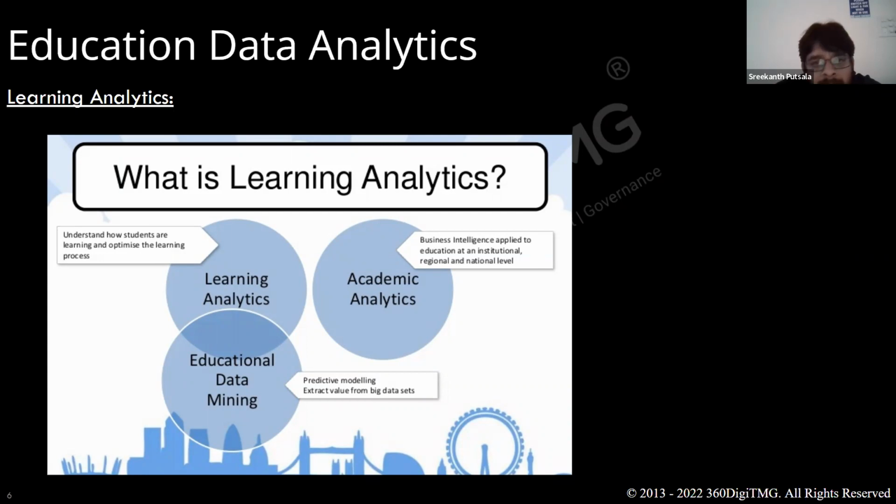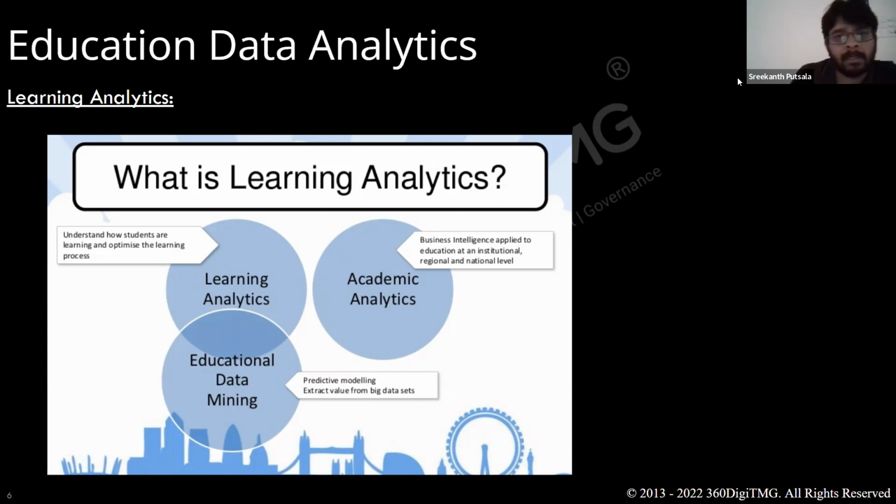In the same way, academic analytics is something related to business intelligence applied to education, at an institutional level, a regional level, or a national level. It depends on the data that we are dealing with. In the same way, predictive modeling extracts value from big data sets, so we are going to predict whether something is going to happen or not.